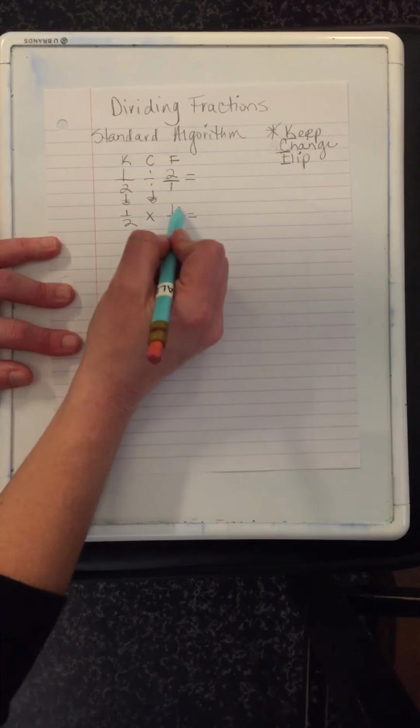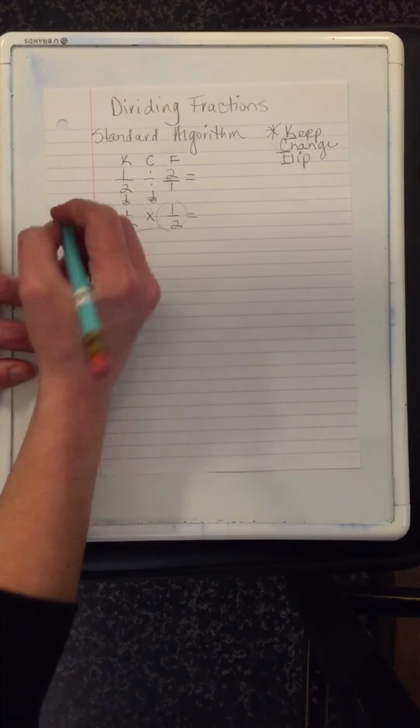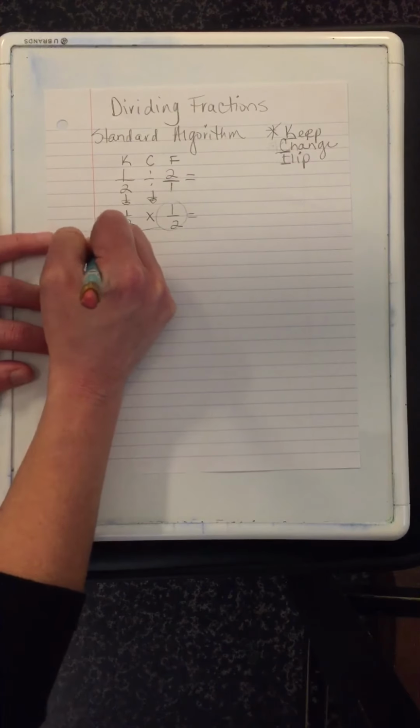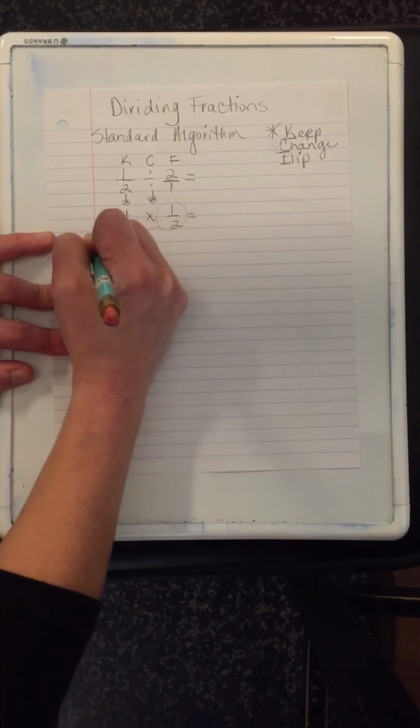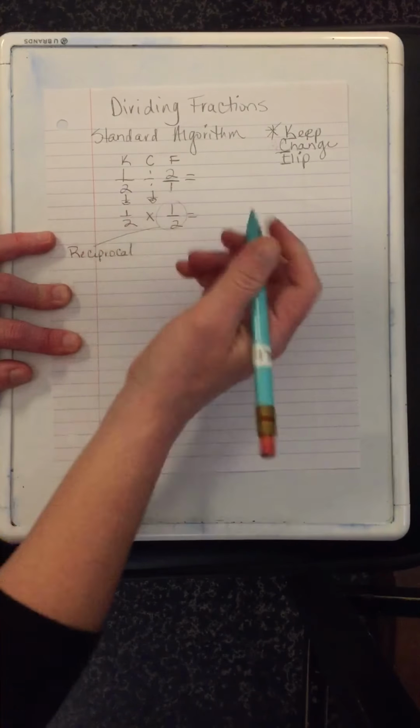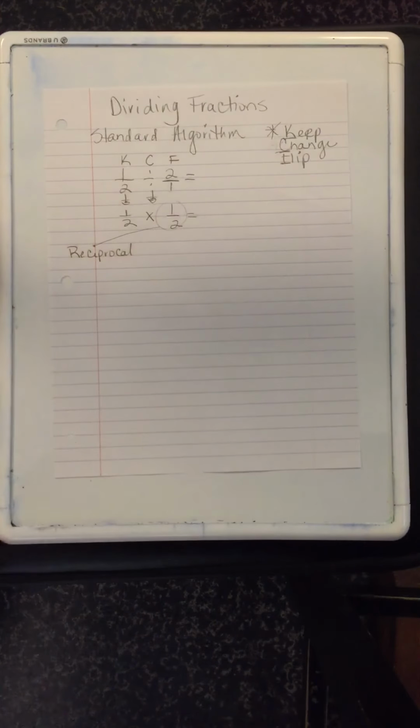Now, when we flip this number right here, this is actually called the reciprocal, okay? The reciprocal of that number. When you have a fraction divided by a fraction, you'll actually have a fraction there, and that would be called the reciprocal fraction. Okay, when you flip it over, that's what it's called. That's the vocabulary word that we use.